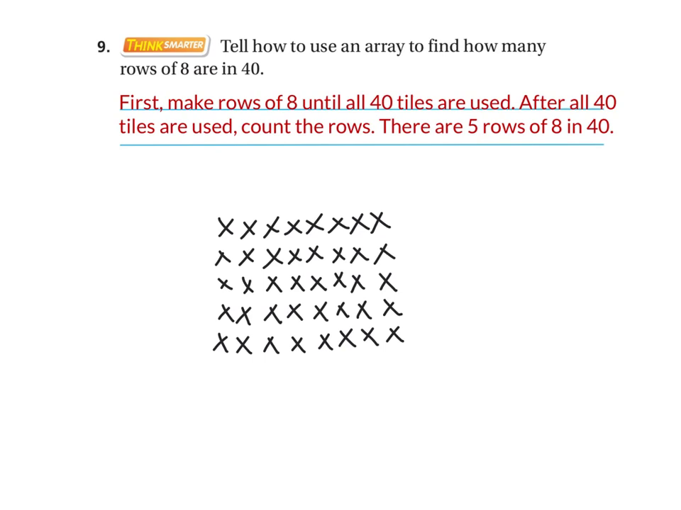When you explain in words, this is what you should have. First, make rows of 8 until all 40 tiles are used. After all 40 tiles are used, count the rows. There are 5 rows of 8 in 40.